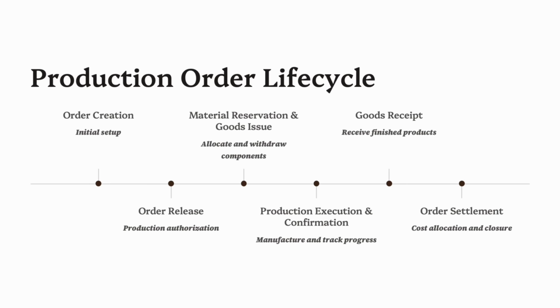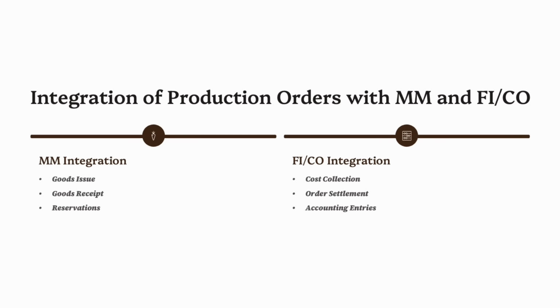From creation to settlement, production orders ensure that manufacturing is executed in a controlled and transparent way. Part 5. Integration with MM, FI/CO. Production orders in SAP PP don't work in isolation. They integrate tightly with other modules, especially MM and FI/CO.